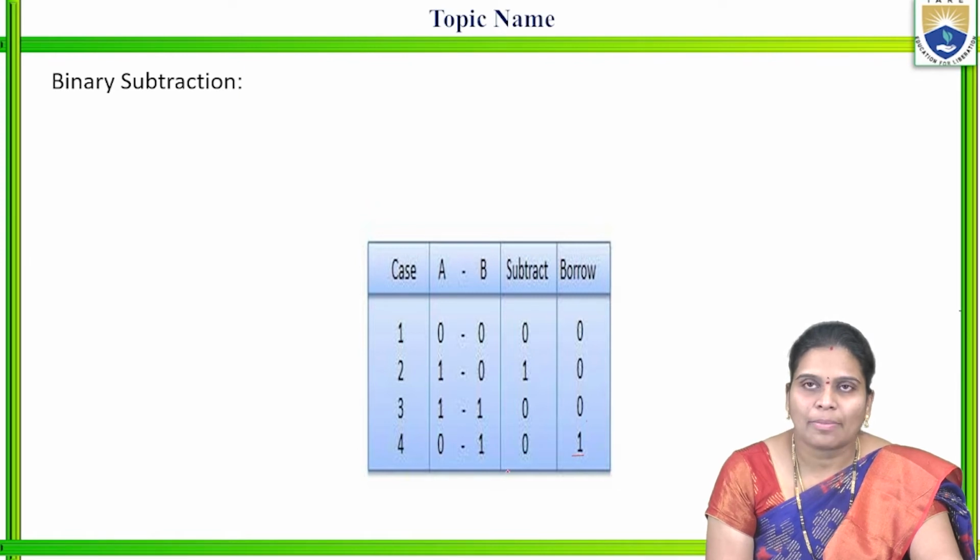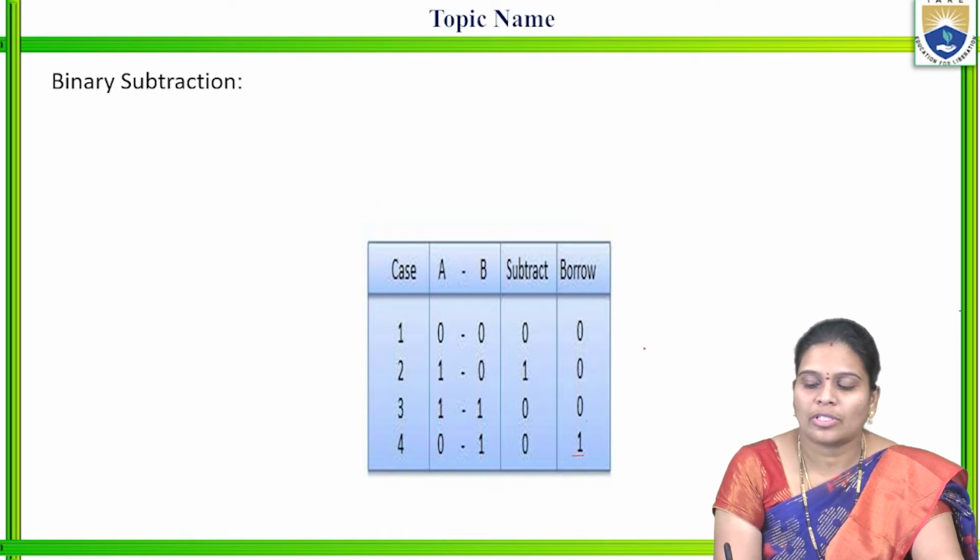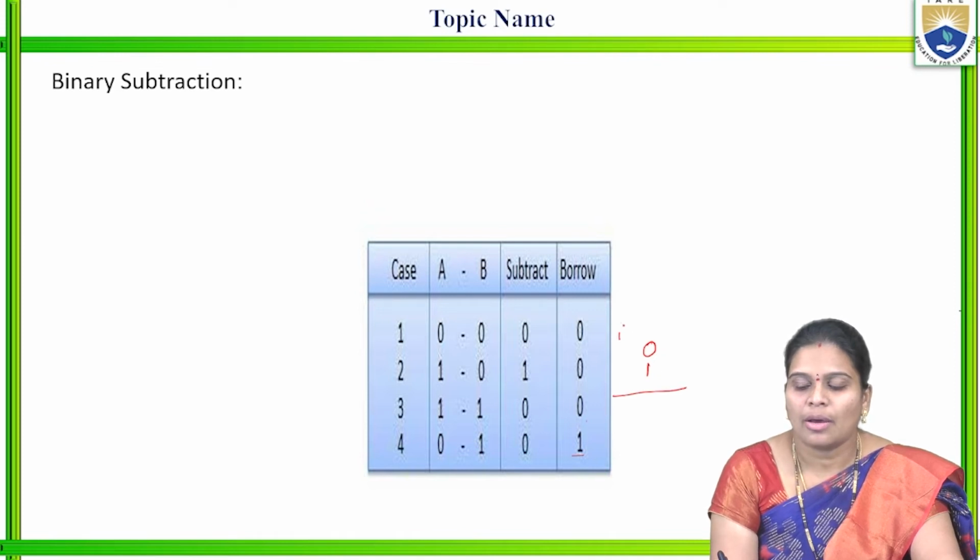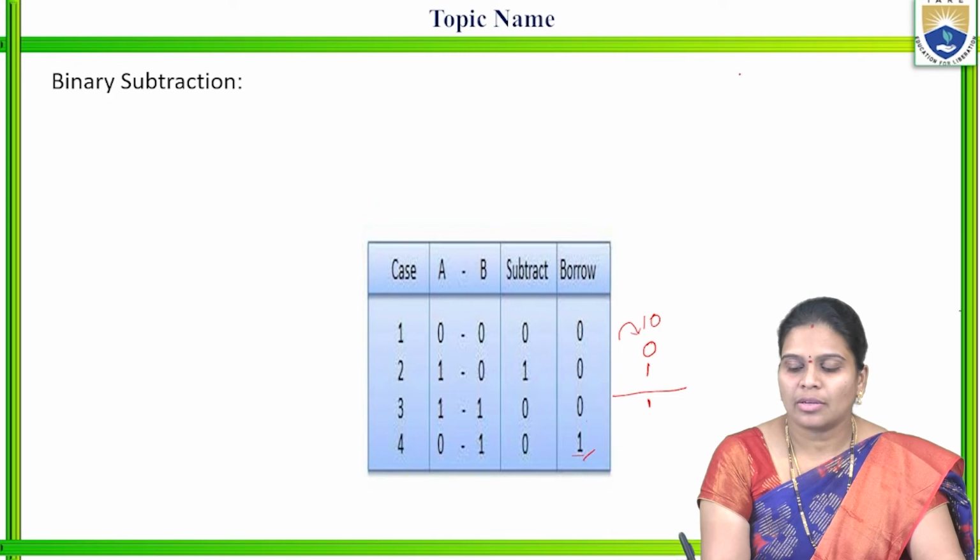In binary subtraction, we only have the values 0 and 1. But here we are taking the borrow as 1, 0. So now I want to subtract 1 from 0, so we take the borrow, making it 1, 0. So 1, 0 minus 1 is 1, and the borrow is taken. So this is binary subtraction. Based on this, we'll see one example.